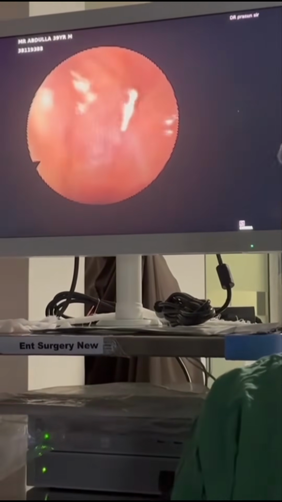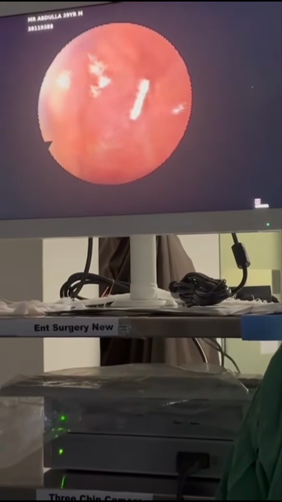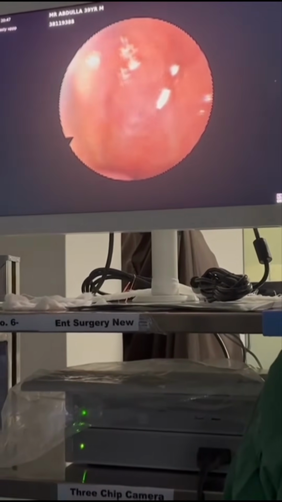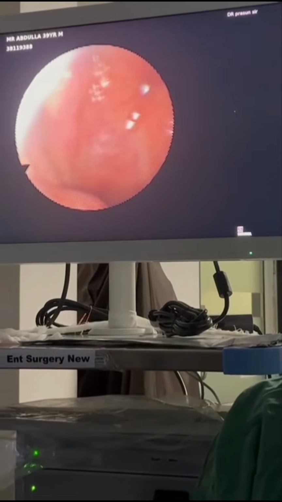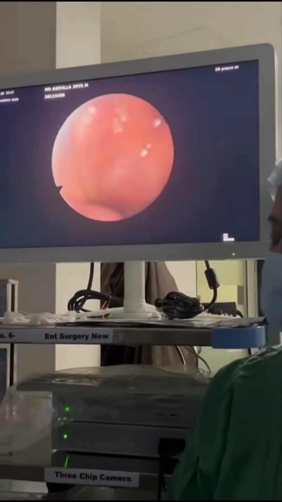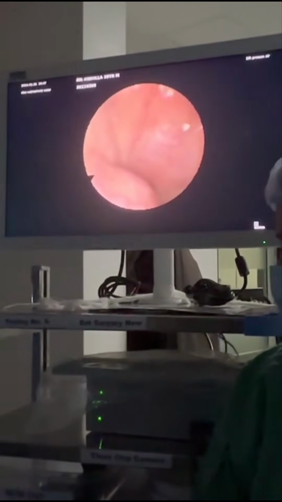This is the level of the nasopharynx. We will wait for the patient to start snoring. If SpO2 is going down, we don't mind giving oxygen. This is the soft palate.